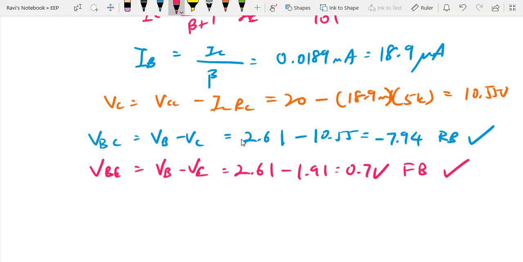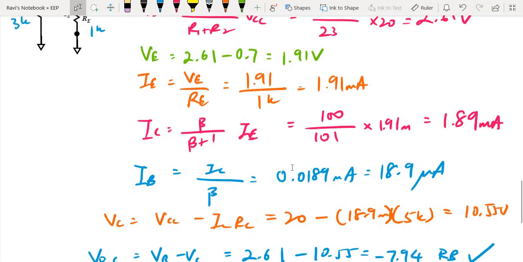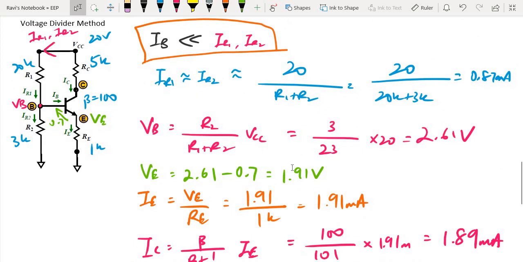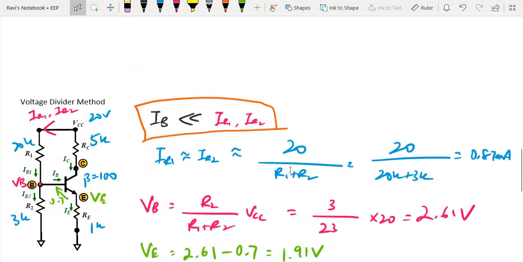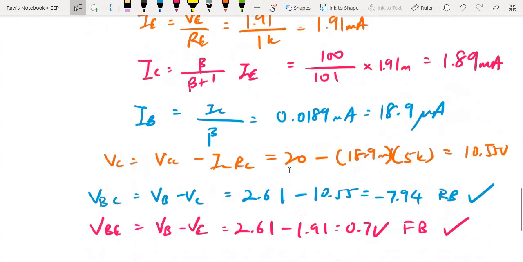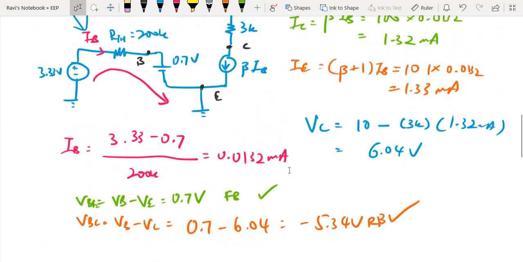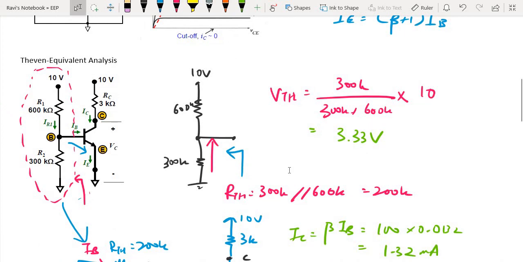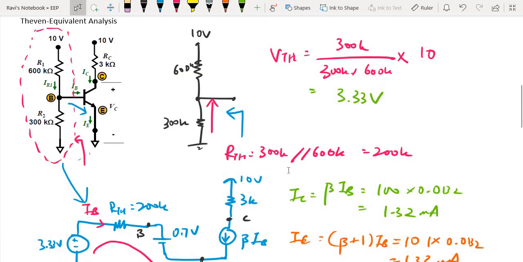Alright, so you can see that we can solve the different circuits using different approaches. One is the voltage divider method approach, which is shown here. The second is the Thevenin equivalent analysis that is shown here. With this video and examples, I hope you have a good understanding of how the BJT transistor can be used for basic amplification purposes.